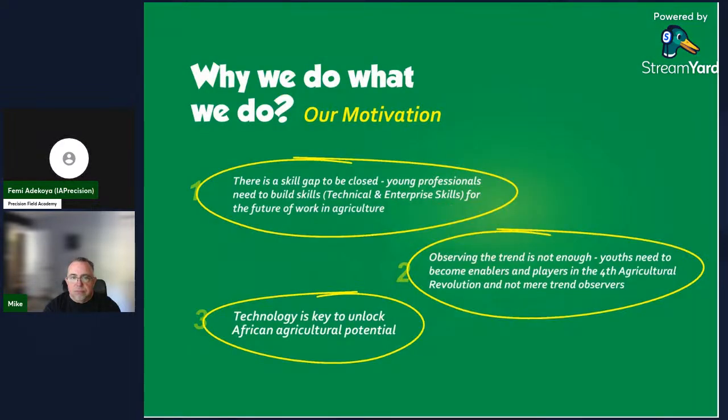So why do we do what we do, and what's our motivation? There is a skill gap to be closed. Young professionals like you need to build skills, both technical and enterprise skills, to be relevant and to stay relevant in the future of work in agriculture. Secondly, just observing the trend is never enough. Just knowing about the latest technology is not enough. We as youth need to become enablers and players in the fourth agricultural revolution, and not just mere trend observers. And the third is that technology is key to unlock Africa's agricultural potential. This is why we're here, because we believe that technology is a leveler and it can change the game.